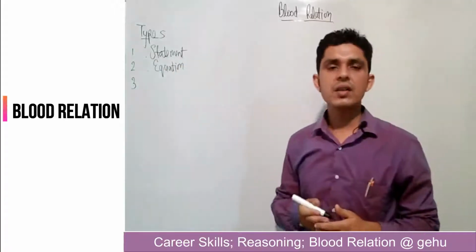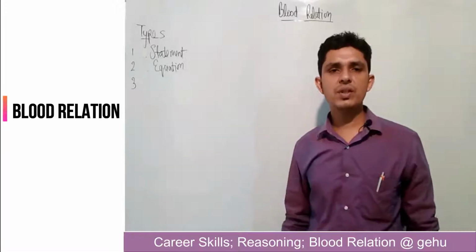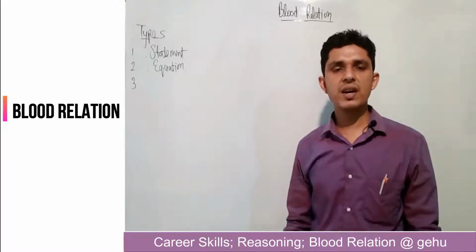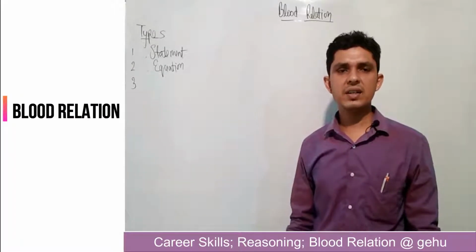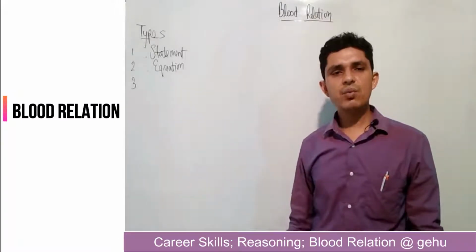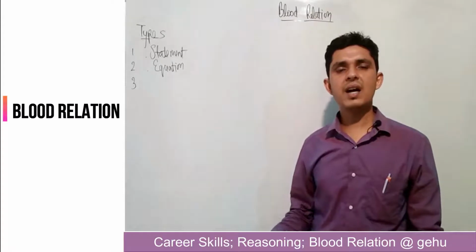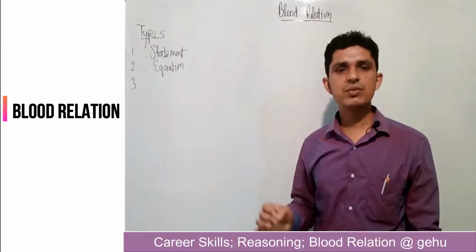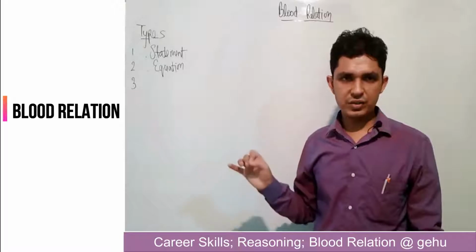Okay, my second type of question will be based on equations. That means the equation is always in the form of plus, minus, multiply, divide, dollar, asterisk, percentage, etc. So an equation will be given and you have to answer how two people are related with each other. That means you have to tell the relationship, right?